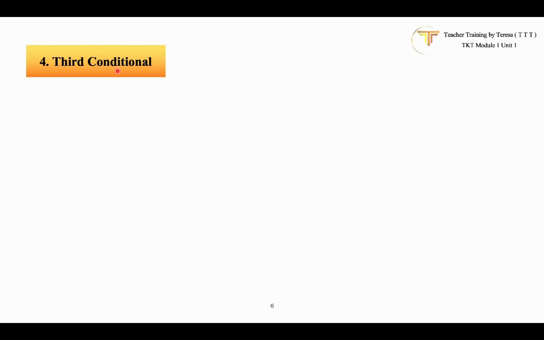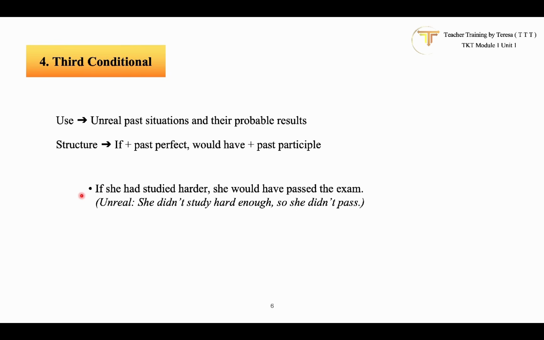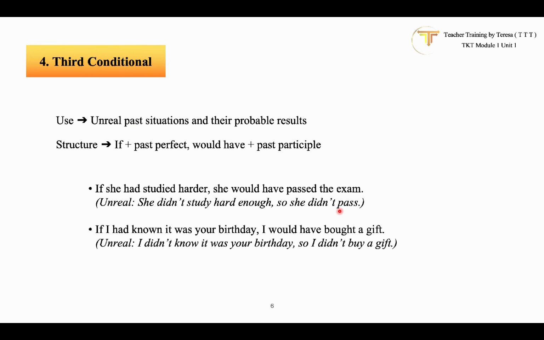4. Third conditional. Use. Unreal past situations and their probable results. Structure. If plus past perfect, would have plus past participle. Examples. If she had studied harder, she would have passed the exam. Unreal, she didn't study hard enough, so she didn't pass. If I had known it was your birthday, I would have bought a gift. Unreal, I didn't know it was your birthday, so I didn't buy a gift.